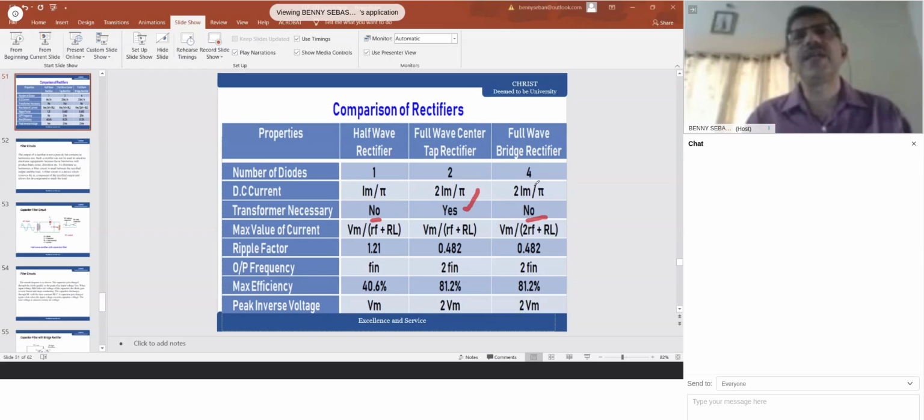And you'll get the fundamentals. Of course, you can add many more properties or parameters, that is up to you. You can make your own short notes. So this will give you some amount of idea. Why do I say that? See the ripple factor here.